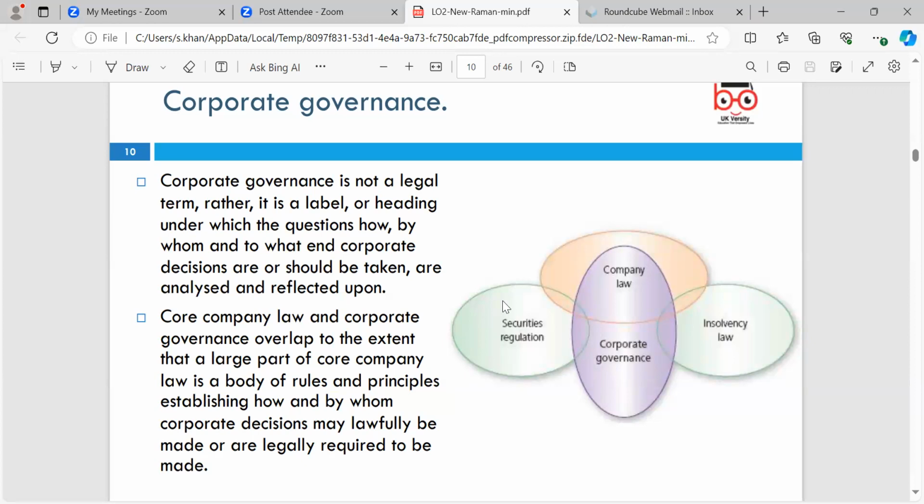Corporate governance is not a legal term, rather it is a label or heading under which the questions how, by whom, and to what end corporate decisions are or should be taken are analysed and reflected upon. Core company law and corporate governance overlap to the extent that a large part of the core company law is a body of laws and rules and principles establishing how and by whom corporate decisions may lawfully be made or legally required to be made.